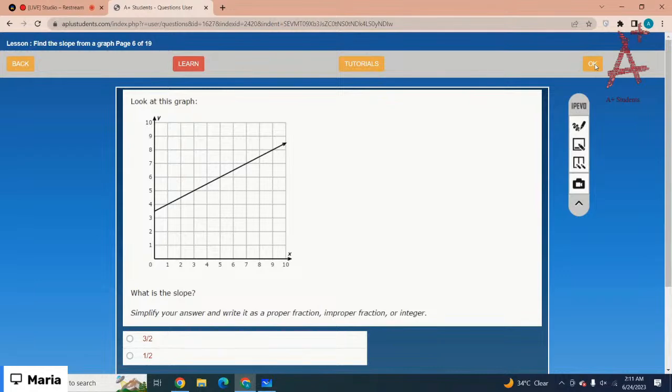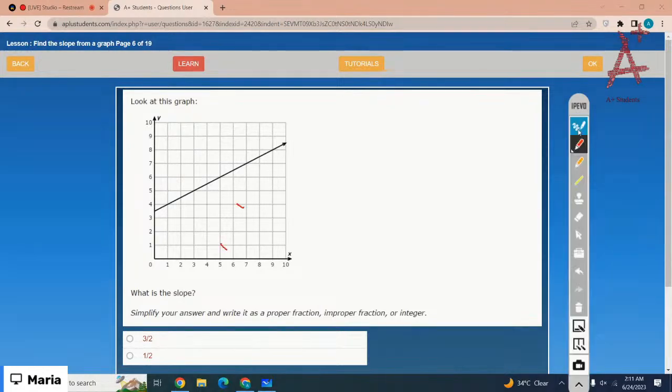Okay, the next one: look at the graph. Now I'm going to use this one and this one. Let's just make a triangle using the easier way. Here you have two blocks and here you have one, two, three, four blocks. So it will be 2 over 4 and that equals 1 over 2. So the slope of the graph is 1 over 2. Got it? So the correct option is 1 over 2.